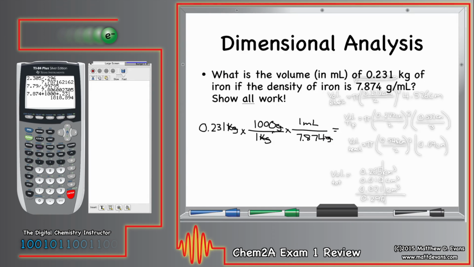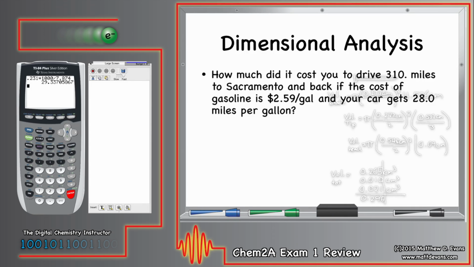And I'm going to be left with hopefully what I want here. So let's see. All right, so times 1,000, and then divided by 7.874. Okay, so we're looking at a volume with, once again, 3 sig figs, so 29.3 milliliters this time. Okay, so that's it. Just more dimensional analysis. Let's see what else we have. I got lots of practice problems here.